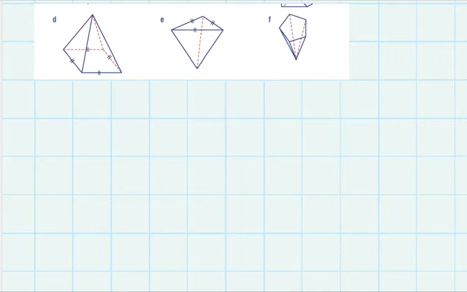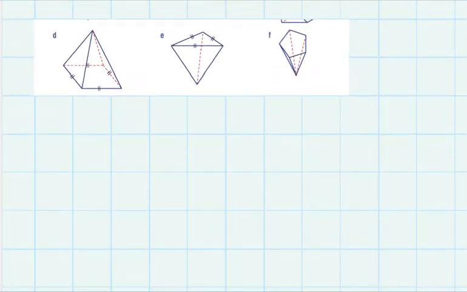At drawing the nets of, I'll just draw it above as a title. We're drawing the nets of pyramids. Okay. Now, from a previous video, we described what a pyramid is.